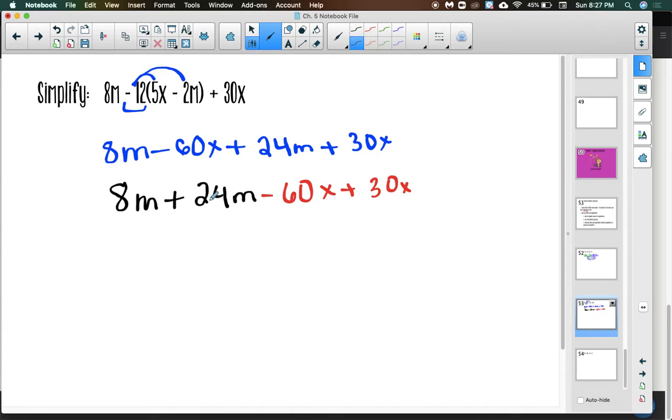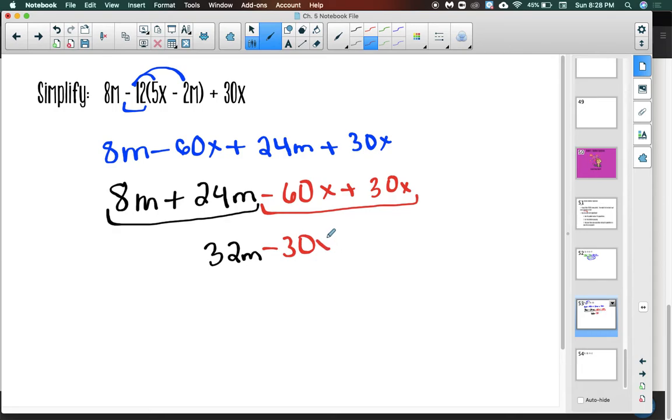Okay, so the first problem that I have to simplify is 8m plus 24m. That's 32m. And my next problem is negative 60x plus 30x. More negatives than positives. When I get a negative answer, that gives me a minus sign there. And now I make my zero pairs and subtract, and I get negative 30x.